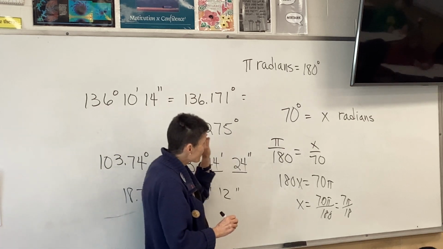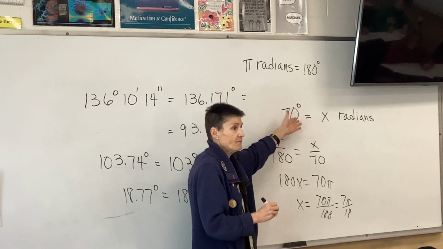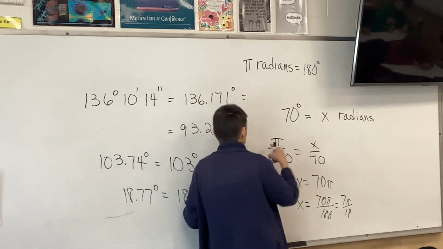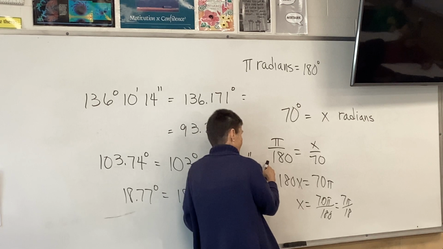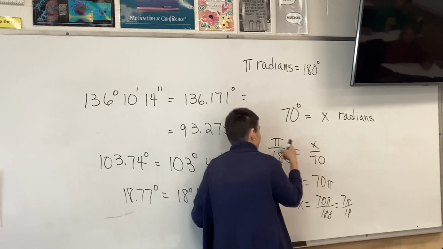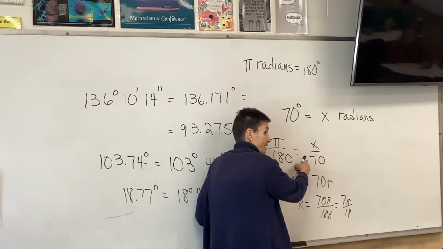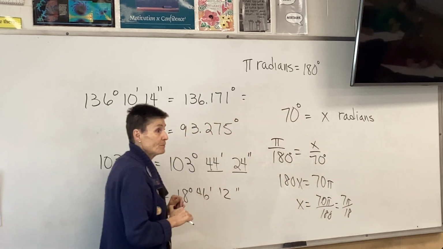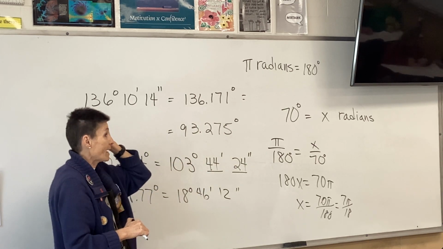Could we do that with any angle I gave you? Yeah, what if it's 15 degrees? No big deal, right? Now, one caution. I'm always going to put pi over 180. That's my relationship. But does it make sense to you then, if this is pi over 180, that this one has to be x over 70? Yes, because 180 is the degree measure and 70 is the degree measure. And they have to both be in the same spot in the fraction. So don't use 70 over x.